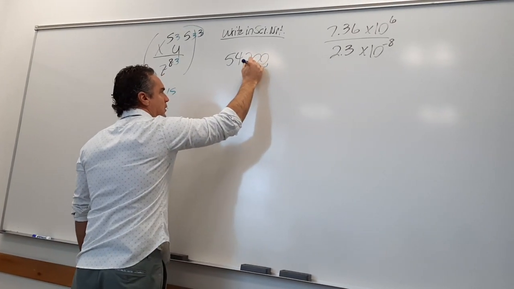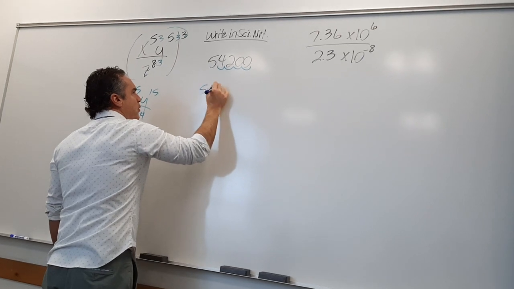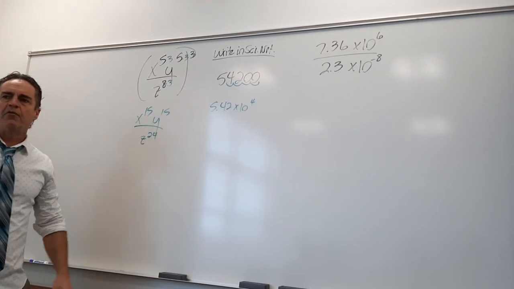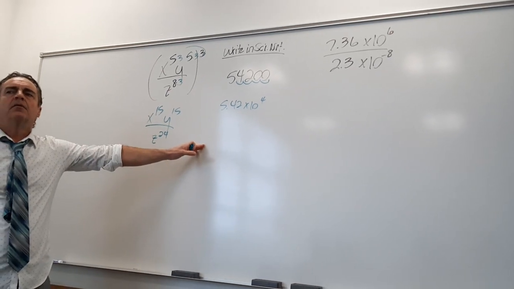Decimals here. Here we go, loop-de-loop, right? We ended up with 5.42 times 10 to the, we moved it 4 places. The original number was bigger than 1. Say woo if you got it right. Woo. Hard or easy? Easy.